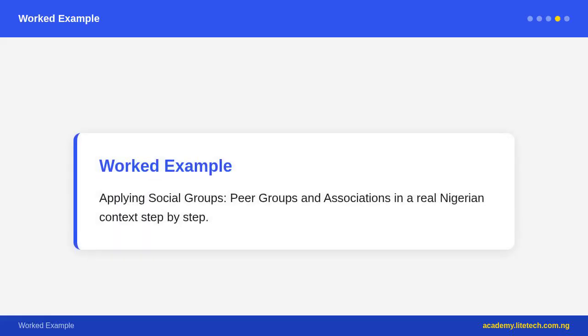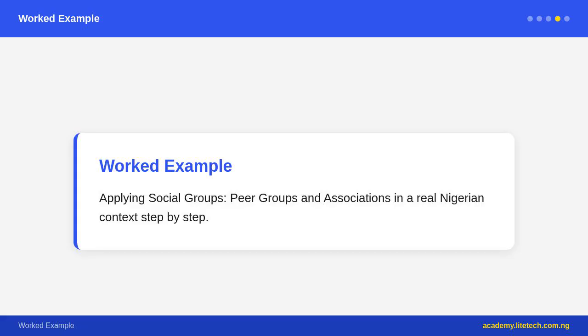Professional associations, groups of people in the same profession who come together to set standards, share knowledge, and protect their common interest. Examples include the Nigerian Bar Association for Lawyers, the Nigerian Medical Association for Doctors, the Nigerian Institute of Architects, and the Council of Registered Engineers of Nigeria, known as COREN.